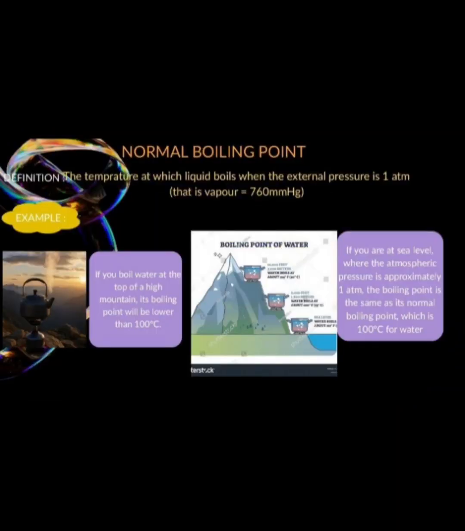Nextly, I would like to present about normal boiling point. The normal boiling point is the temperature at which liquid boils when the external pressure is equals to 1 atm. For example, if you boil water at top of a high mountain, its boiling point will be lower than 100 Celsius. But if you are at sea level where the atmospheric pressure is approximately 1 atm, the boiling point is the same as its normal boiling point, which is 100 Celsius for water. That's why whenever cooking at high altitude, it takes too longer.